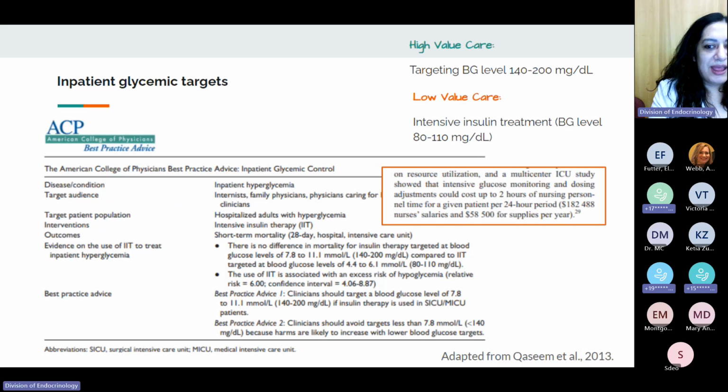All right. And relating it back to money, so they also concluded in the study that intensive monitoring in the ICU would cost 2 hours of nursing personnel time for a given patient in a day. So 2 hours a day on one patient, plus $182,000 per year, plus $58,000 in supplies per year, if they did that for every patient in the ICU. So these costs add up for sure.